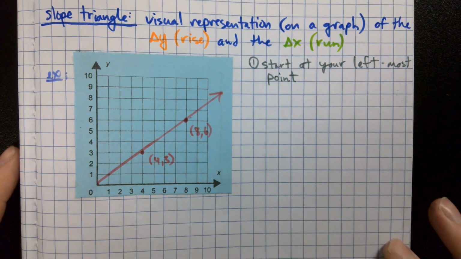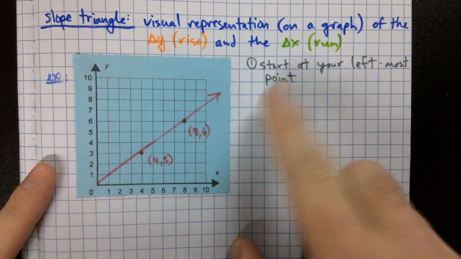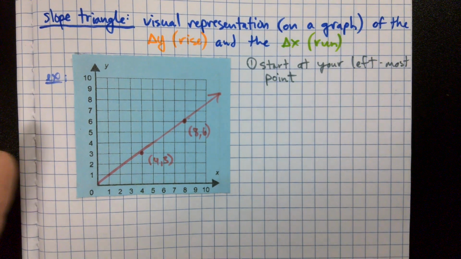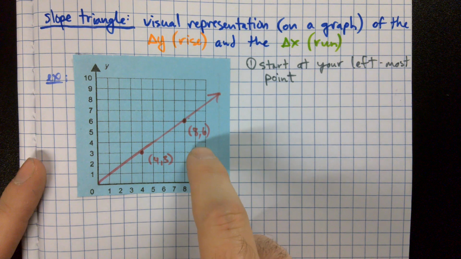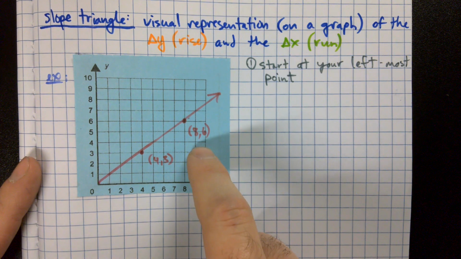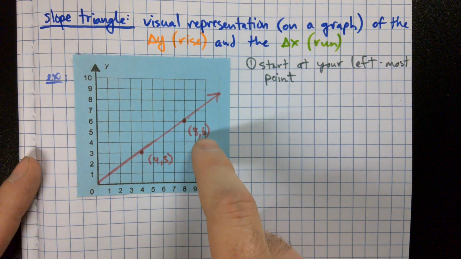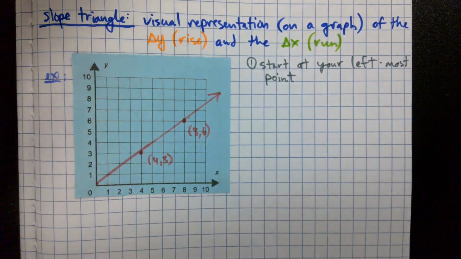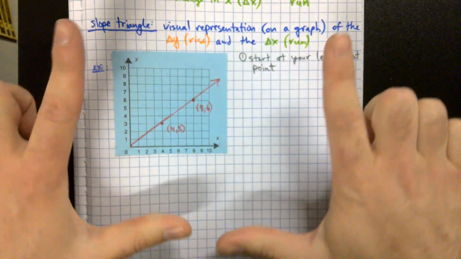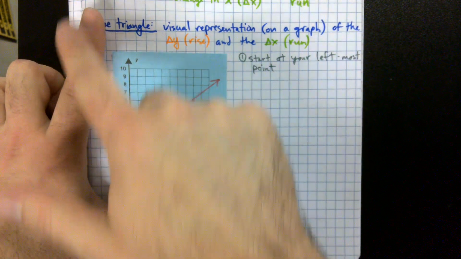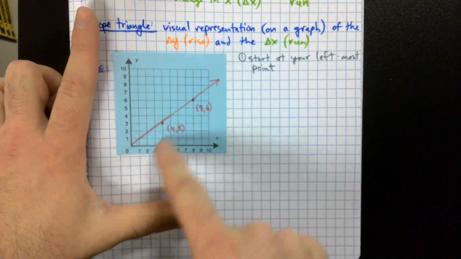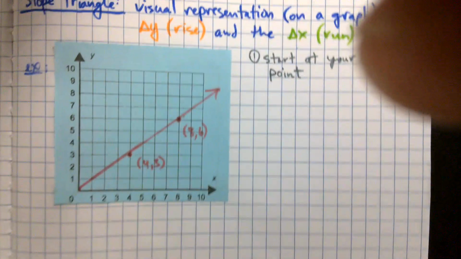Start at your leftmost point. So if we're looking at this graph, would my leftmost point be 4, 3 or 8, 6? 4, 3. If you ever forget your left and your right, just hold out your hands like this. The hand that makes an L, that's to the left. So that'll be 4, 3 right there on the left.